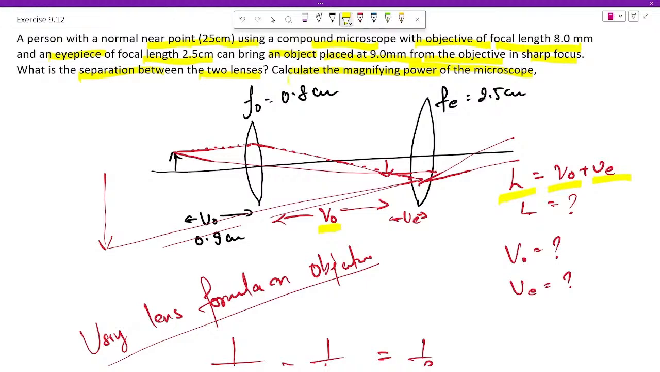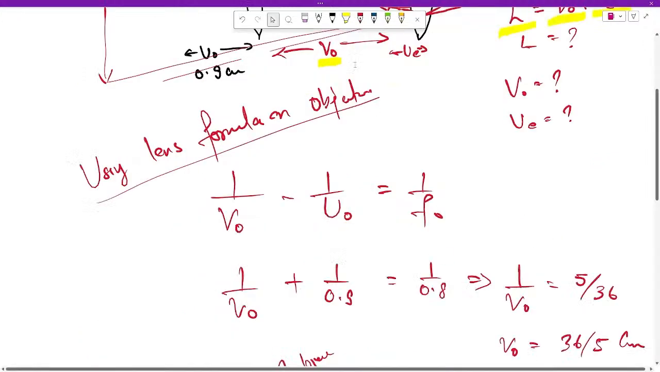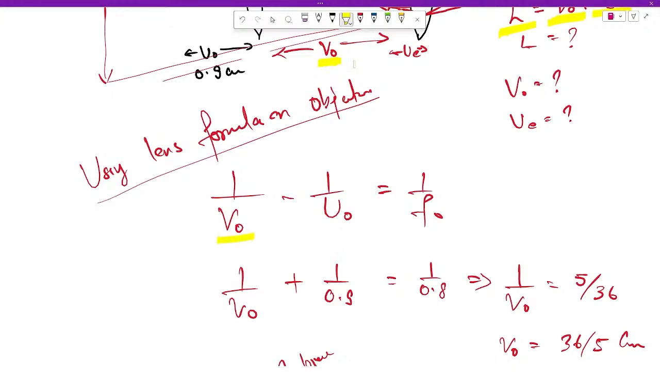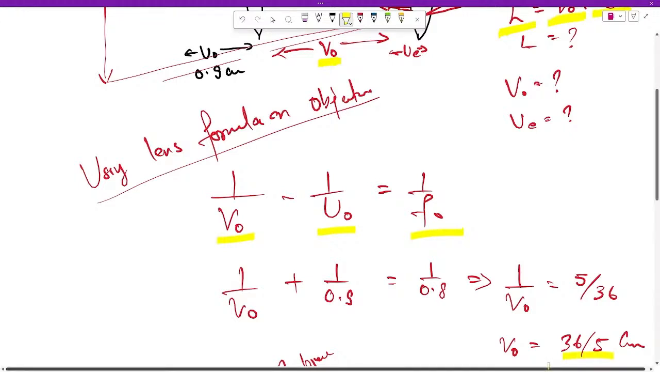Now we have to also calculate the magnifying power of the microscope. So in order to find out V0 and UE, we will use the lens equation. We know that using the lens equation on the objective, 1 by V0 minus 1 by U0 is equal to 1 by the focal length of that objective. Now using the values that are given, with U0 as 9 millimeter, we will use it as minus 1 by 0.9. So we will get V0 as 36.5 centimeter.